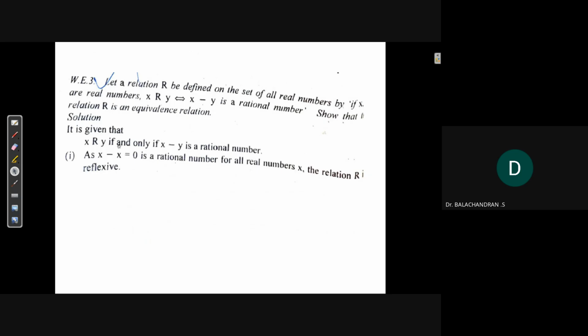First I need to prove x is related to x. That means I need to prove x minus x is a rational number. As we know, x minus x is equal to 0, and 0 is a rational number for all real numbers x. Hence we can write x is related to x, and hence R is reflexive.